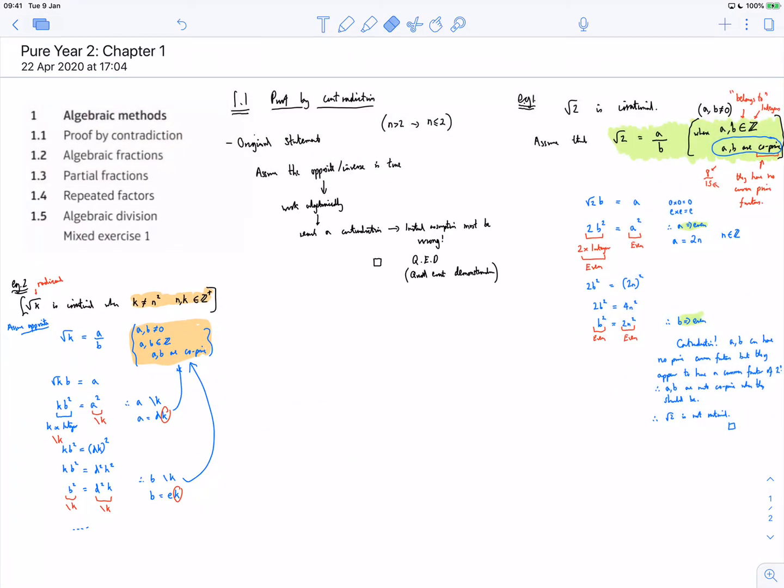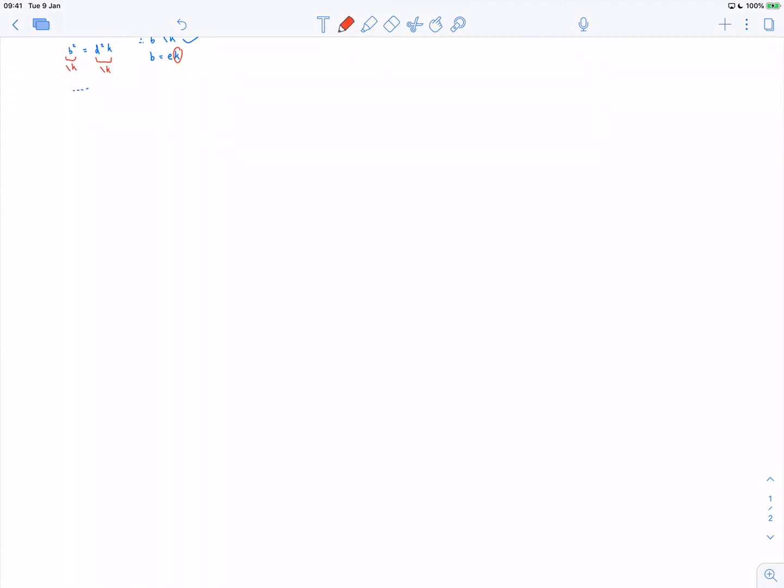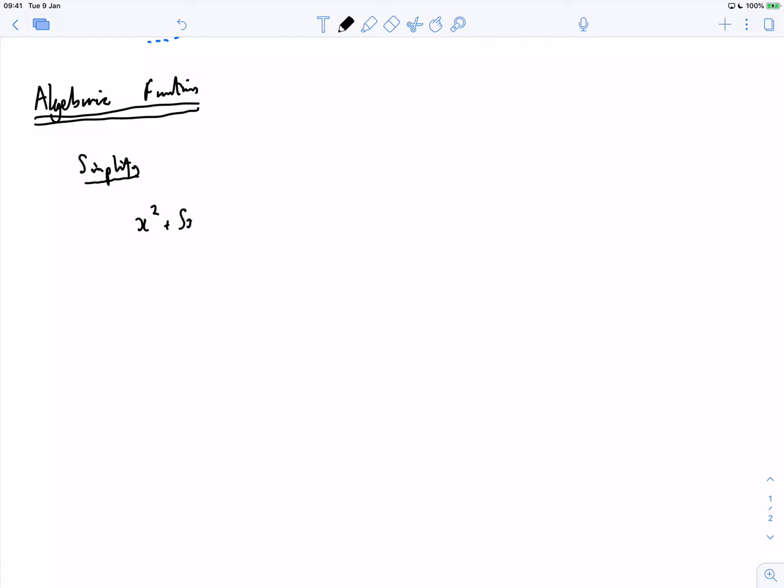I want to whiz on and do some algebraic fractions. A lot of this is from GCSE, and you can look at various websites on how to add, subtract, multiply and divide algebraic fractions. But pretty much, let's start with the simplest case, and we want to simplify algebraic fractions. Well, that's easy. Let's suppose I've got x squared plus 5x plus 6, and this is all over x squared plus 6x plus 8.